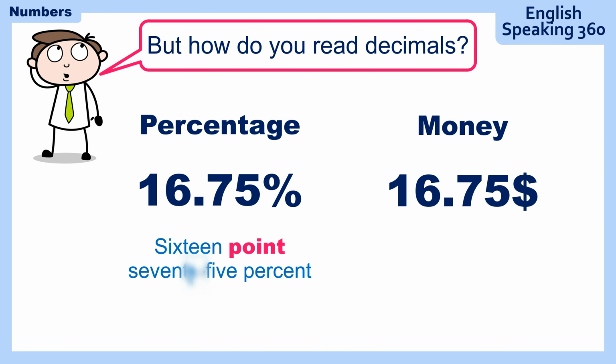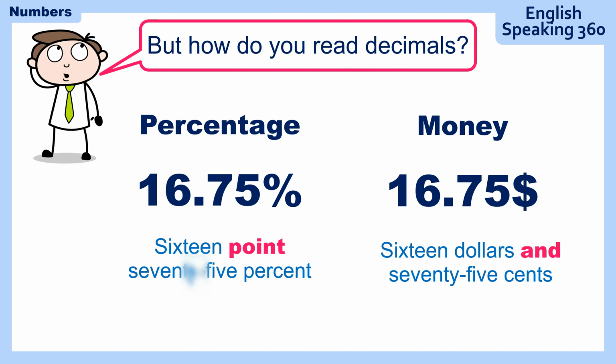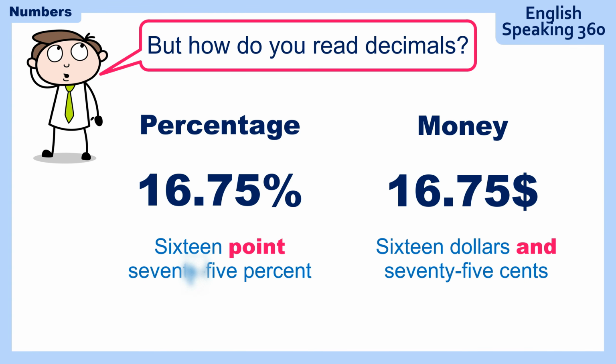But for money, we don't say point. For money, we would say $16.75. And is the period. But very often, we remove the and we say $16.75. And even simpler than that, we could say $16.75. But of course, $16.75 is always right.